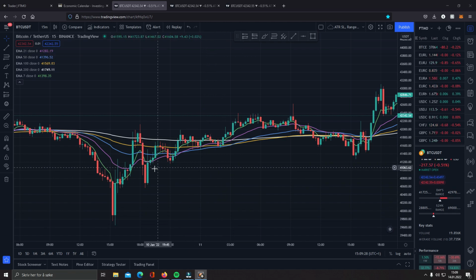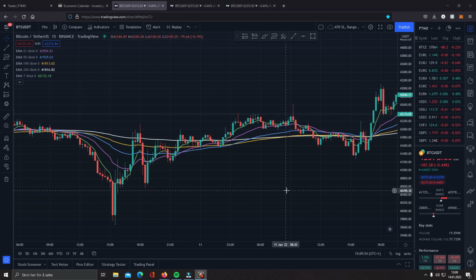Next we have the 21 moving average, which is the pink or purple, whatever. Next we have the 50, which not a lot of people use. I use it, I like it. Next we have the 100, which is this, and next we have the 200, which is the white, which is used by almost everybody because it's a really good trend indicator.